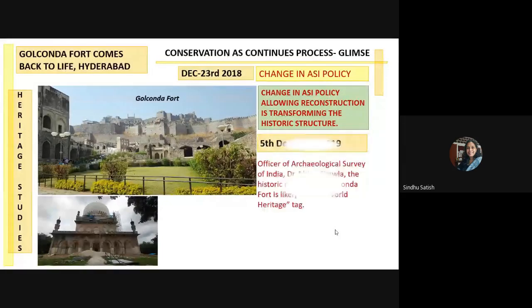In 2019, on 5th December, there was another news item floating where an officer of the Archaeological Survey of India mentioned that this historic monument, Golconda Fort, is likely to lose its World Heritage tag. Now they're doing so much restoration and renovation and trying to do a lot of things, but this was really shocking. What he claimed was that the renovation of Golconda Fort has remained unfulfilled as they planned. That was largely due to the negligence and carelessness of the officials, unfortunately, and the lofty claims to dislodge the illegal possessions.